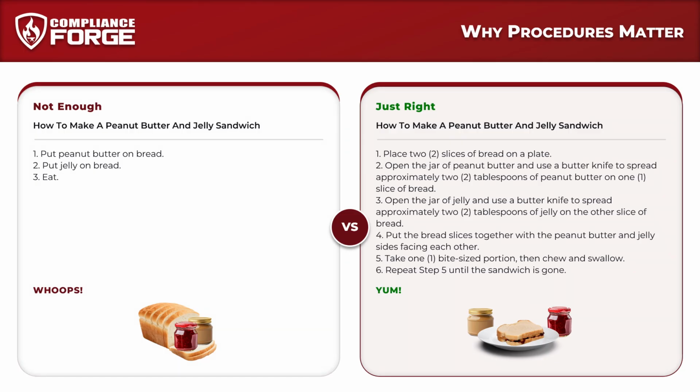Versus just right: place 2 slices of bread on a plate, open the jar of peanut butter, and use a butter knife to spread approximately 2 tablespoons of peanut butter on 1 slice of bread. Spread approximately 2 tablespoons of jelly on the other slice. Put the bread slices together with the peanut butter and jelly sides facing each other. Take 1 bite-sized portion, then chew and swallow. And repeat until the sandwich is gone. Yum. That is the level of clarity your procedures need.